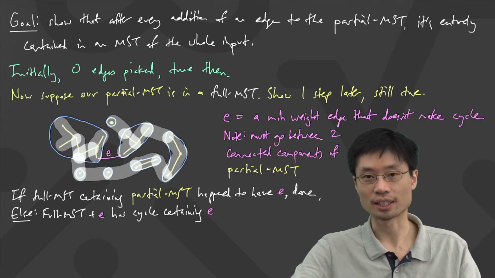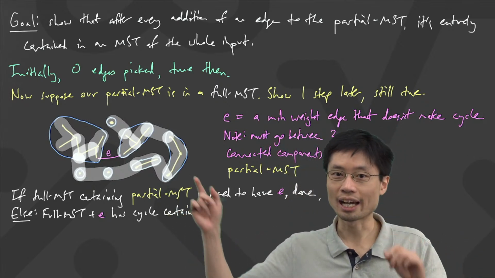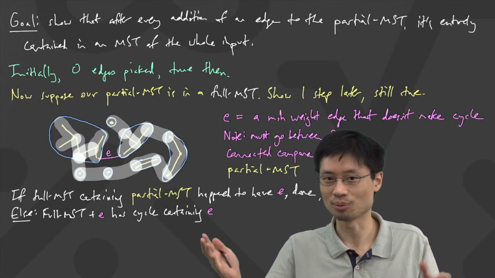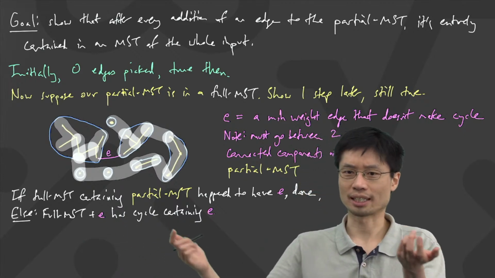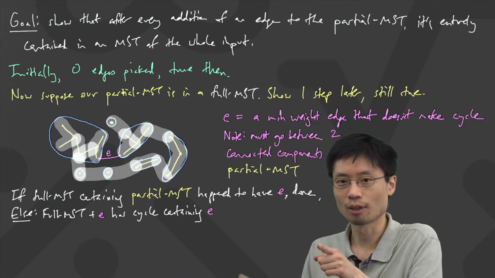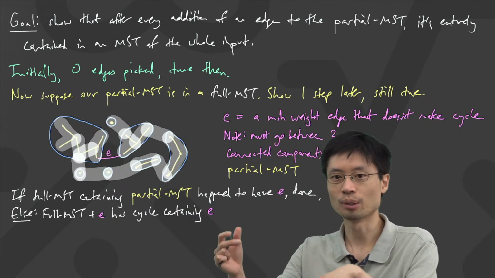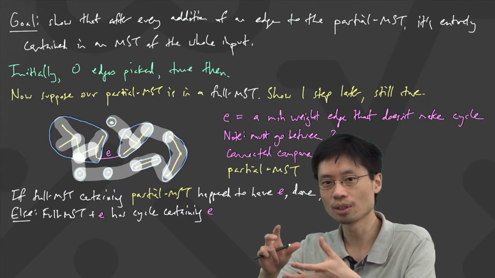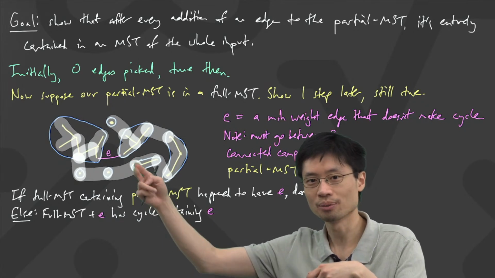We're going to focus on that cycle because, wait a second, we know that E was added because it doesn't make a cycle, right? That's actually why I'm emphasizing these words. The full MST plus E has a cycle containing E. But wait a second, E is not supposed to make any cycle. That means that one of those edges in the white MST was not there when we wanted to add E. You see, we were trying to dwell on how do you know that there's an edge that was not there before that we can swap with E.